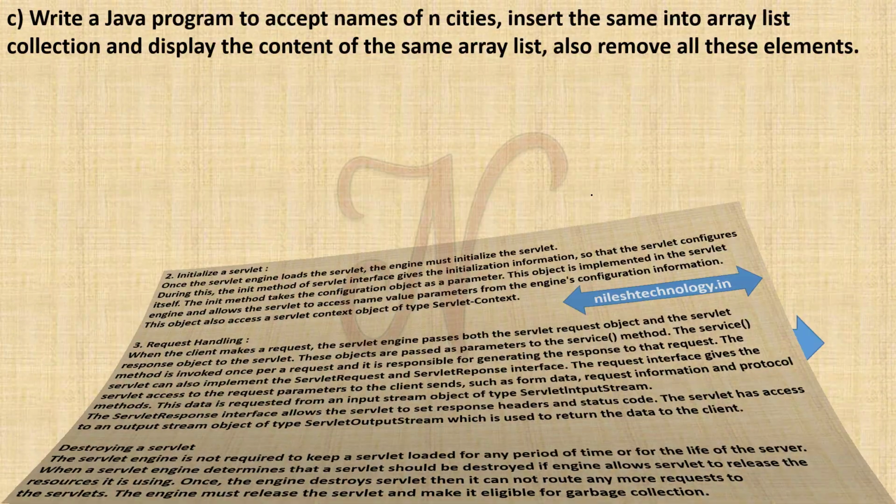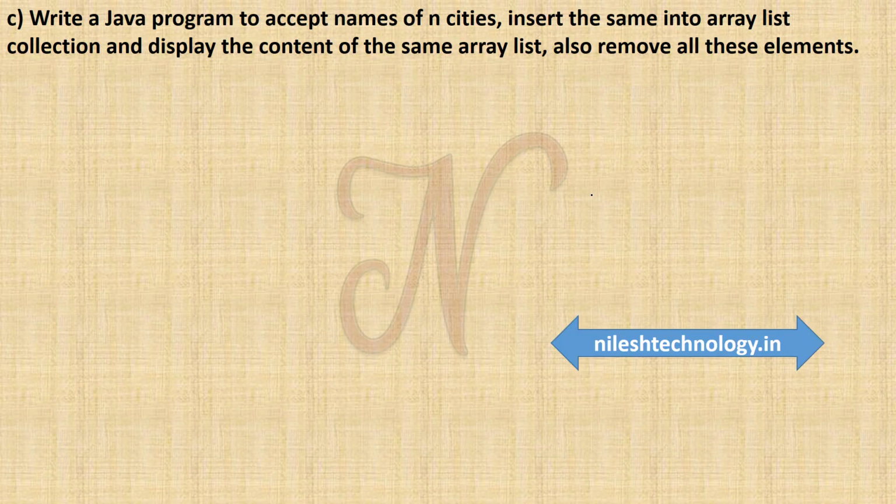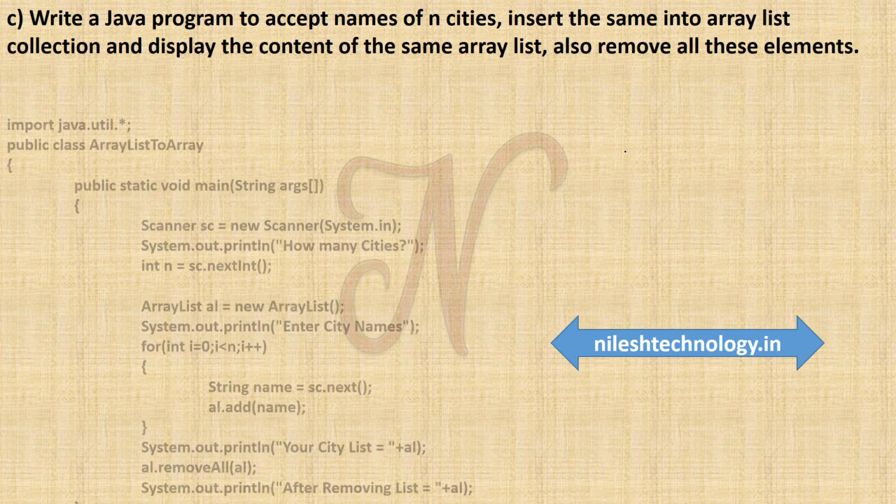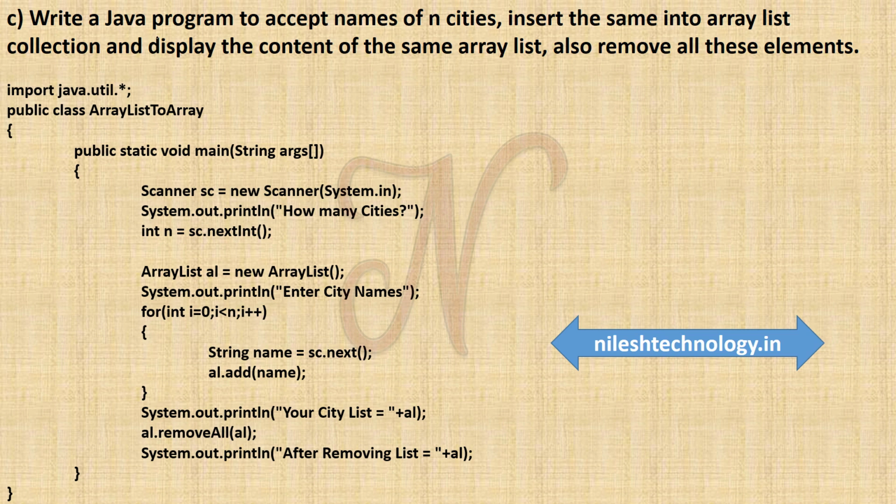So my next question is: write a Java program to accept the names of n cities, insert them into an array list, display the content of the same array list, and also remove all these elements. Okay, so see here, this is your program. Import the util package. Okay, util package is imported, and this is your class ArrayListToArray. This is your main method. We create the object of a scanner. Here accept the n from the user, create the object of array list.